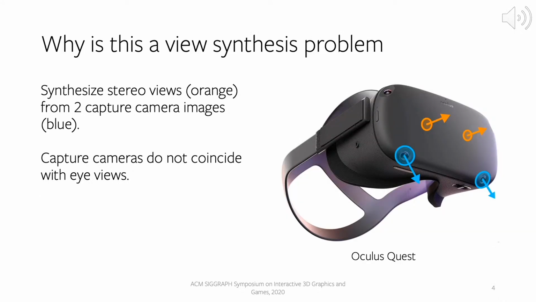Why is this a view synthesis problem? That's because the capture cameras on VR headsets, which are shown in blue, do not coincide with eye view, which is shown in orange. Thus, we need to synthesize eye views from the captured images. A naive projection of captured images without accounting for scene geometry to the eye views would lead to artifacts and motion sickness.